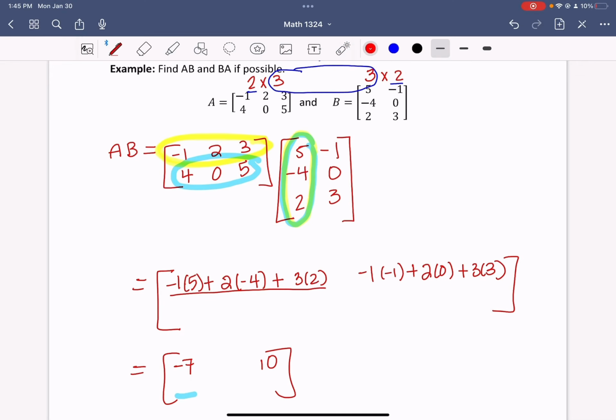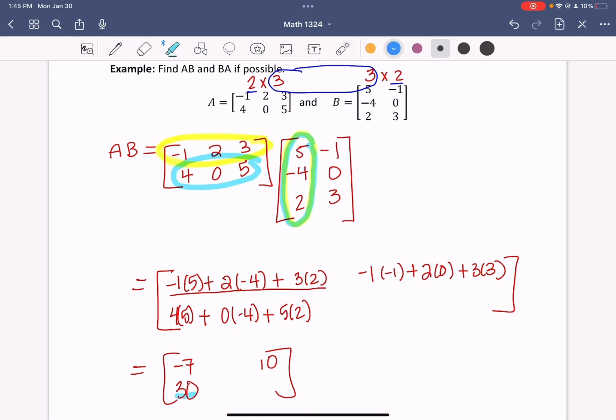So I'm going to say, okay, that would be 4 times 5 plus 0 times -4 plus 5 times 2. Add all that up in your calculator. That gives you a total of 30.